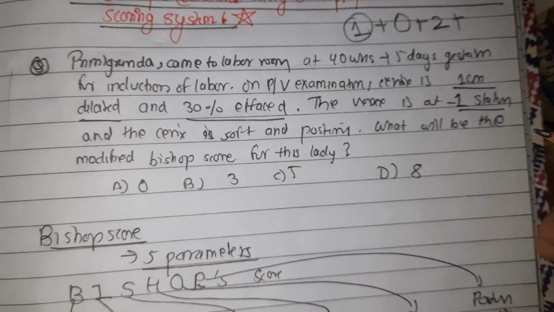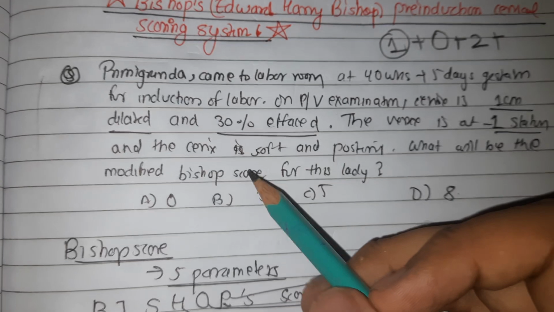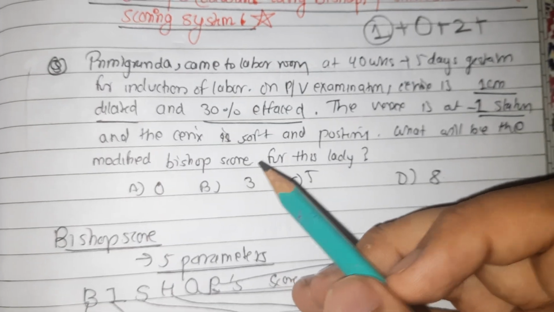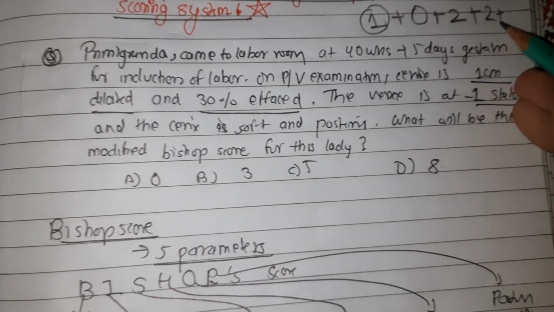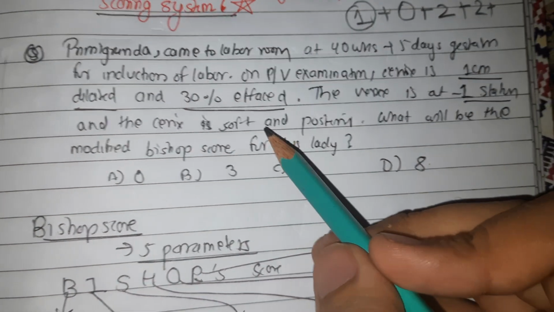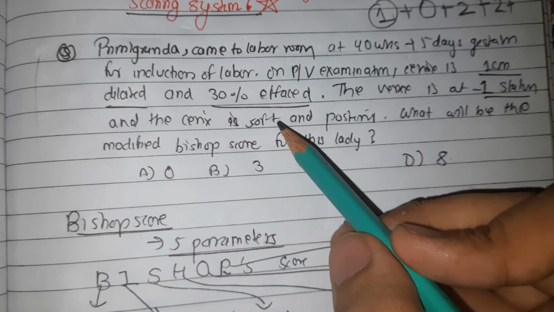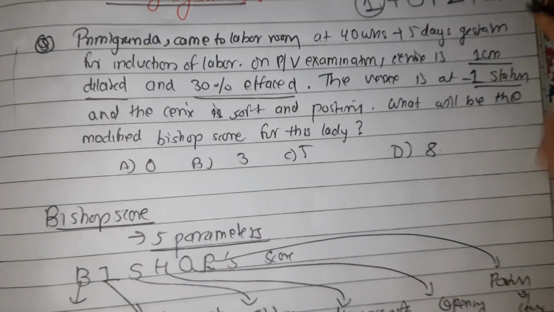And the cervix is soft and posterior. The consistency of cervix being soft means the Bishop score is 2. The maximum score is 2, as there are only 3 grades: firm, medium, and soft. So it is 0, 1, 2, and 2 is soft. And posterior means the score is 0.